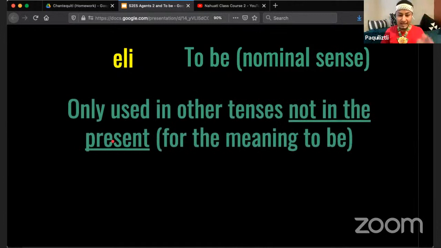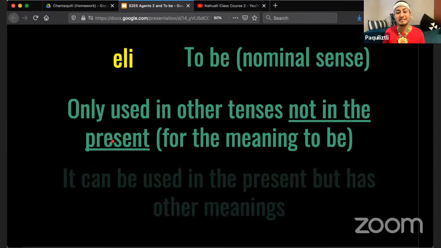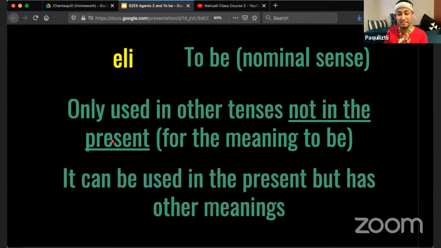Now, eli is only used in any other tense except the present tense. So you cannot say ni eli ni temachtiket. Actually, you can say ni eli ni temachtiket because eli does have other meanings. But in the sense of to be, ni eli ni temachtiket does not make sense to mean I am a teacher. If you say ni eli ni temachtiket, it does mean something, but it means I become a teacher. So to say I become a teacher, it is ni eli ni temachtiket. But in the sense of I am a teacher, it would just be ni temachtiket.